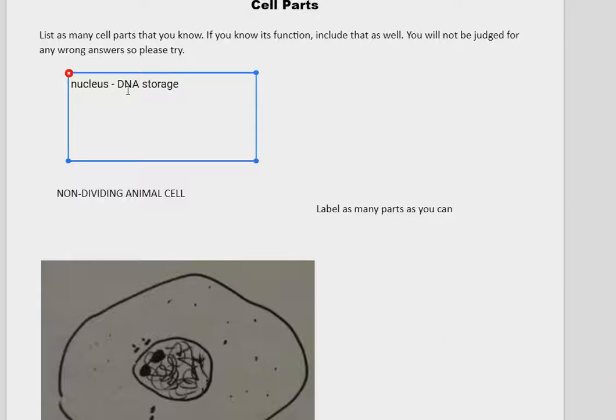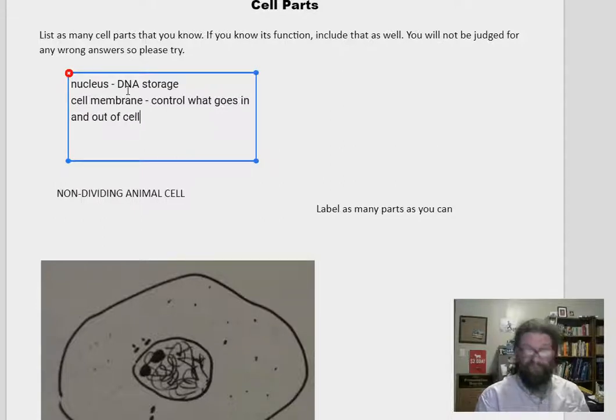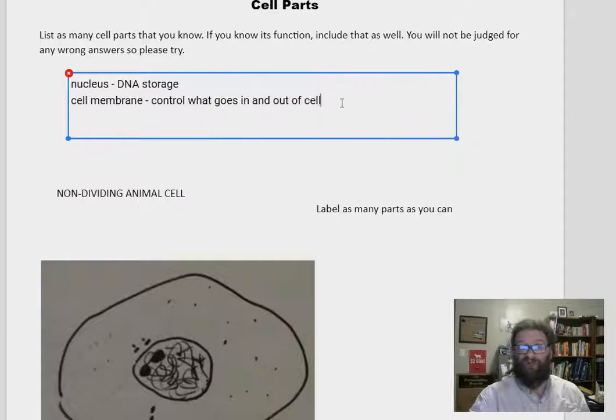Other parts that students often come up with, let's see, cell membrane might be one. That's going to control what goes in and out. Okay. Let me make this a little bit bigger here so we can fit all that in there. All right, cool. Excellent. Any other parts we got here?